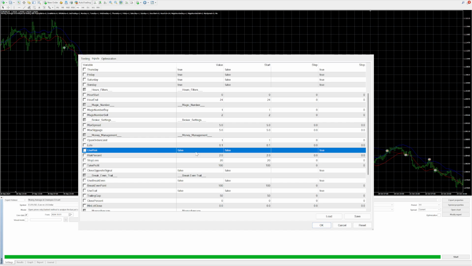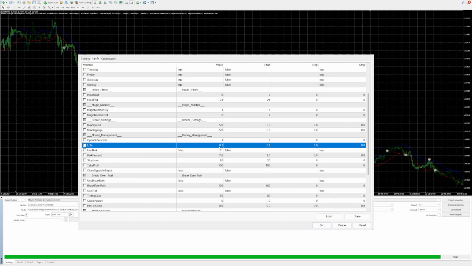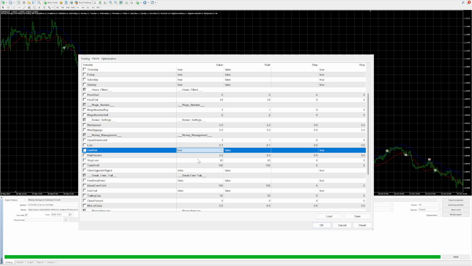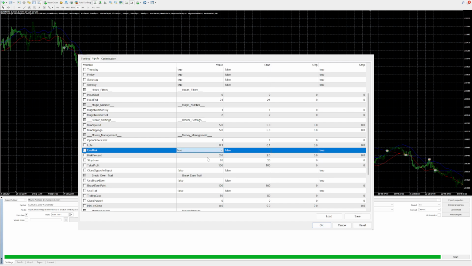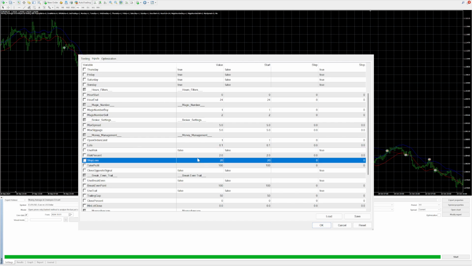Importantly, use risk. When this is set to false, the EA will use the lot size here. However, if you set use risk to true, you can set the risk percent you'd want to use in the risk field. And the EA will automatically calculate the lot size to use for positions. So just basically ignore this lots field here. Okay. Stop loss and take profit, self-explanatory.